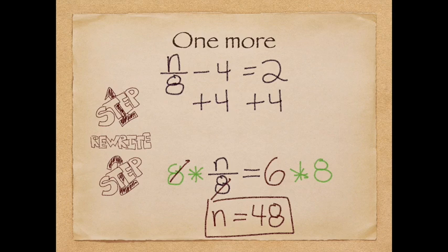So n equals 48, and we can check that. 48 divided by 8 is 6. 6 take away 4, that's 2. And we've solved that equation. And there you have it, boys and girls. That is the basic 2 steps of algebra.